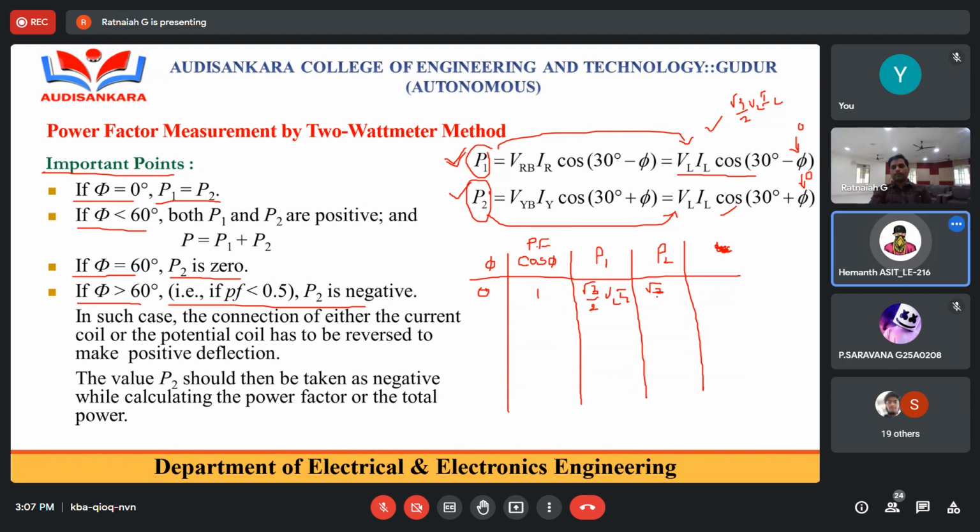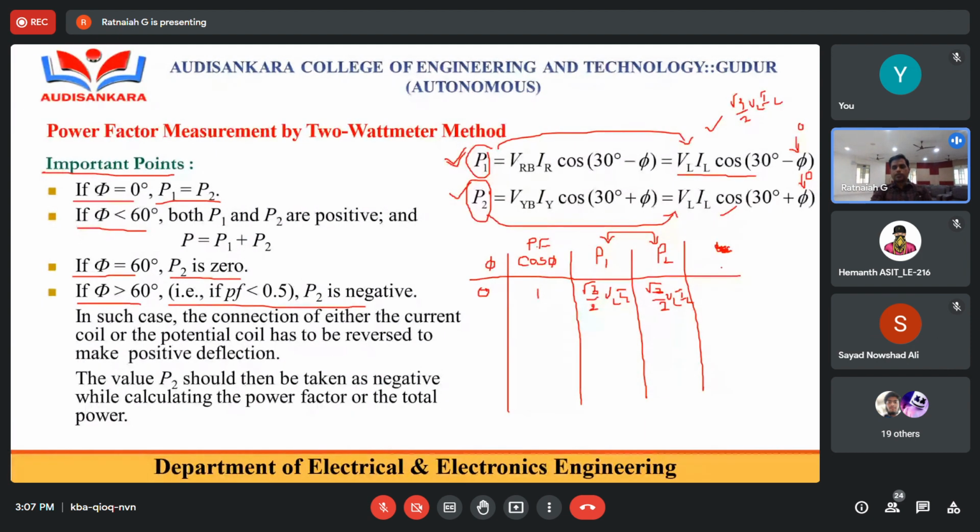√3/2 VL IL, the same. So look at both the wattmeters, both the readings are same, right? Yes, sir. Right, and also positive.